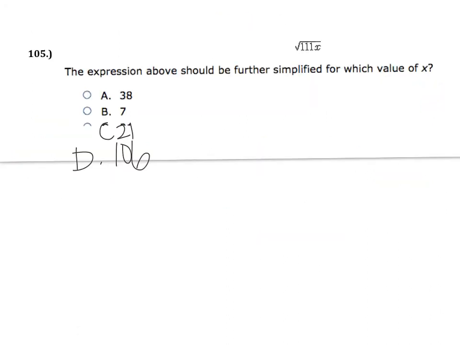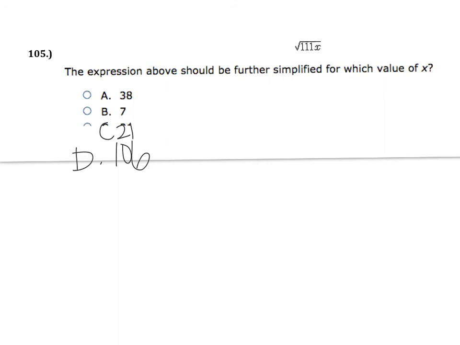The last problem we're going to look at is 105, and this is the same kind of deal as 103. This is from Study Island. This is a classic Keystone practice question. But it is different than the previous problem. We want to find which value of x the expression above should be further simplified for.